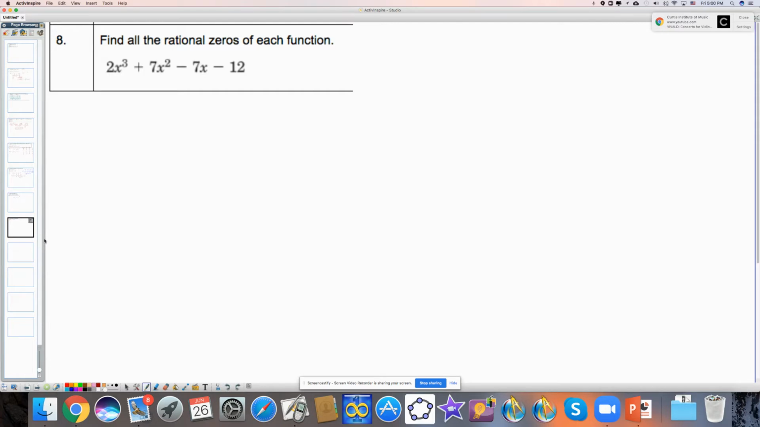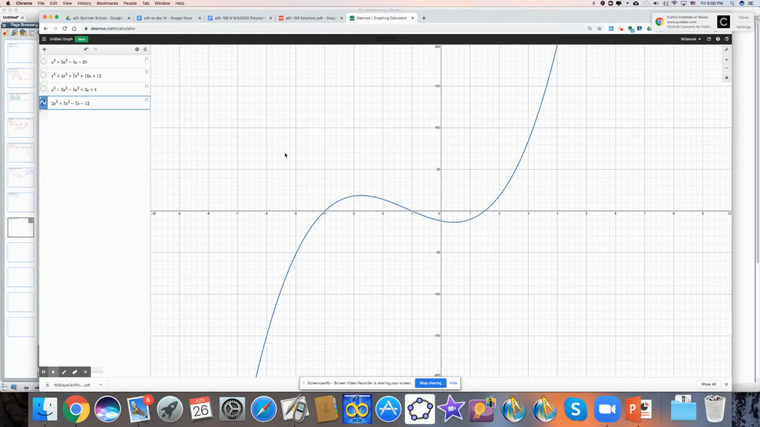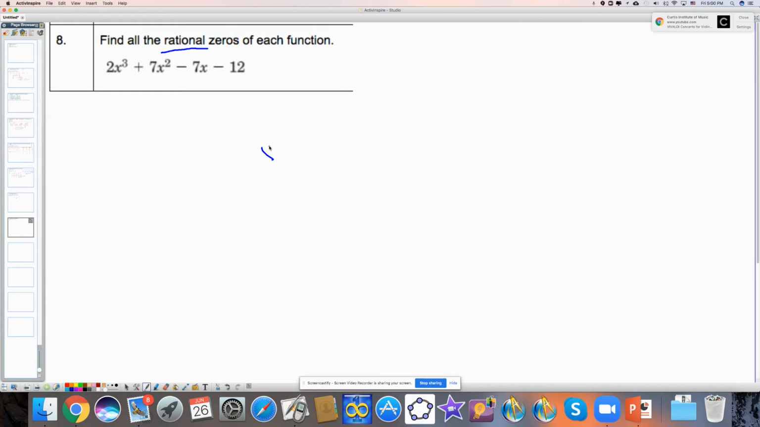Here we have an equation. Find all the rational zeros of each function. So the only ones that I want are the ones that are showing up on the graph. And if I do this on my grid, I have negative 4, 0, negative 1, 0, and 1.5, 0. These are not factors. These are the solutions, or the zeros.